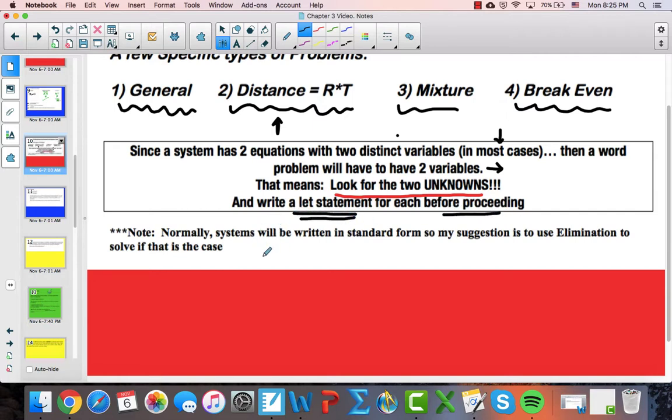Normally systems are going to be written in standard form, so I always suggest that when we're solving systems, we use elimination. It's not always true. You're going to see there are a couple of distance equals rate times time problems where it's just much easier to substitute. But most of the time, I find that elimination is a great choice because it's in standard form. All right, let's get to work.